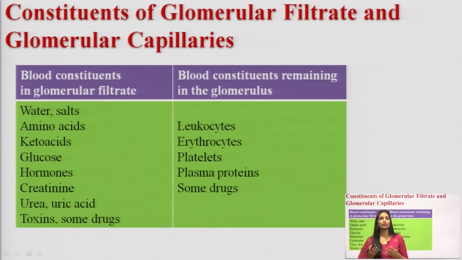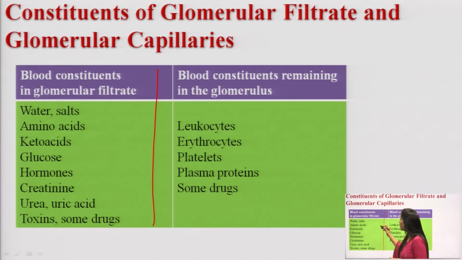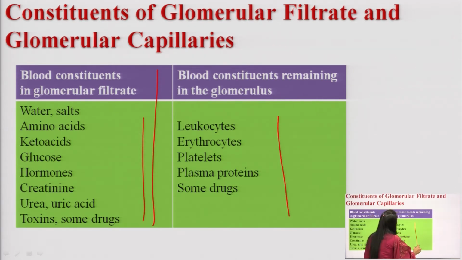So, students, these are all the constituents in the glomerular filtrate and the Bowman's capsule that you can see here. These are the blood constituents in the glomerular filtrate, and these are the constituents remaining in the glomerulus. You know that the glomerulus is a mesh-like structure. The large proteins, blood cells like platelets, and a few drugs will be retained in the glomerulus, and the rest will pass into the filtrate.